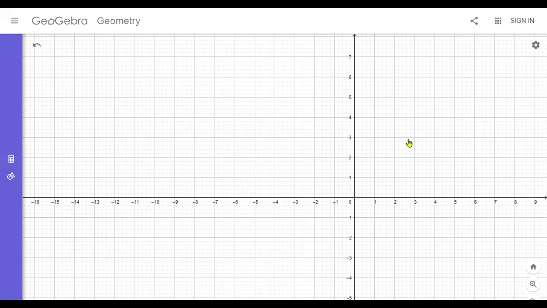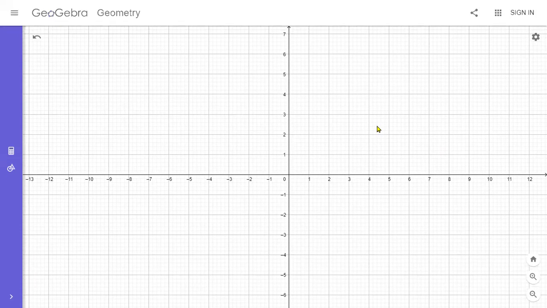Today in this video, I am going to discuss reflection of the given object by the y equals x line. Here we are going to take the y equals x line as a mirror, or axis of the reflection. Please watch this video till the end.